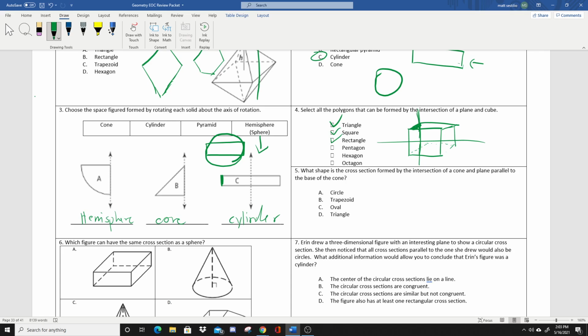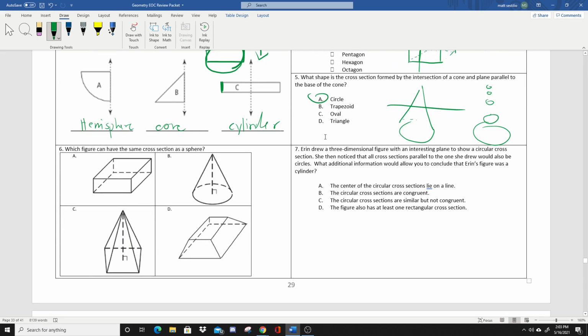So what shape is a cone? So you've got a cone going like this. You would always get a circle. As you get higher and higher, it'd be smaller circles. You'd always get a circle. A sphere: if you have a sphere and you cut it, you get a circle. So the only one that can do that is B. None of these you can get a circle out of.